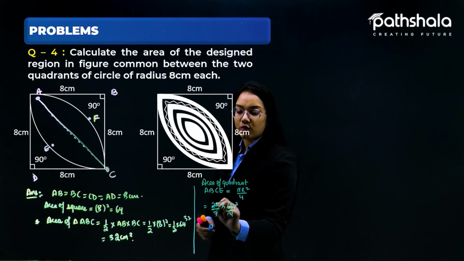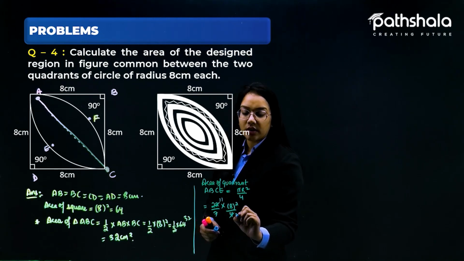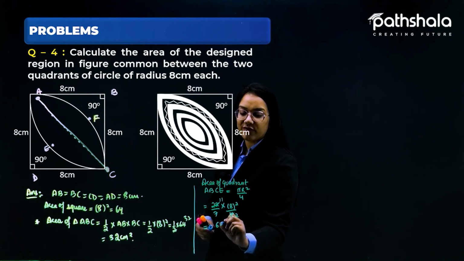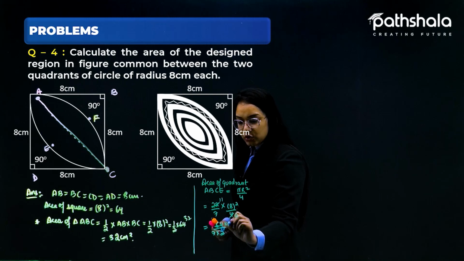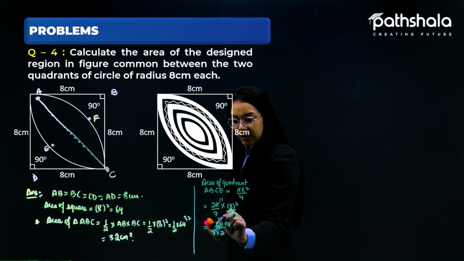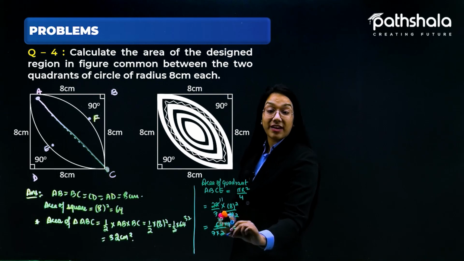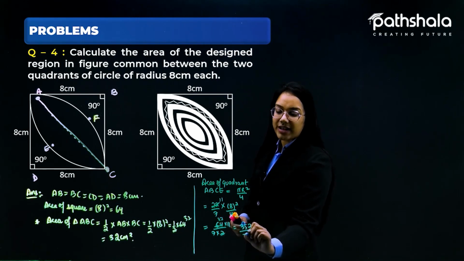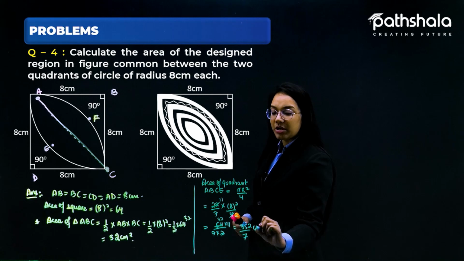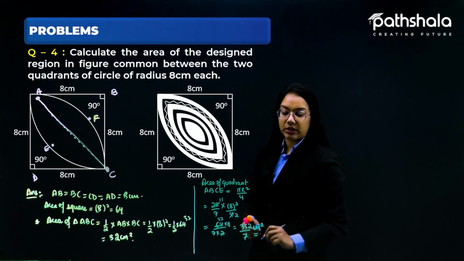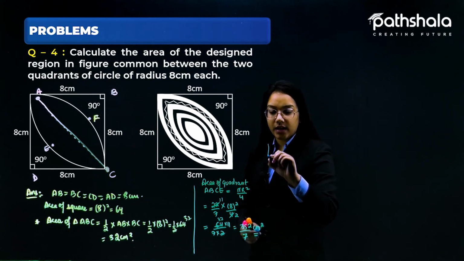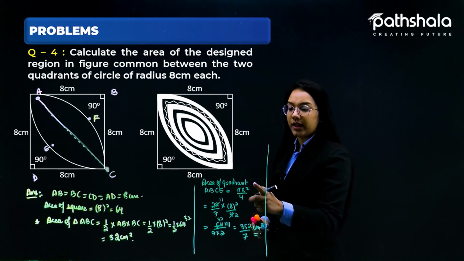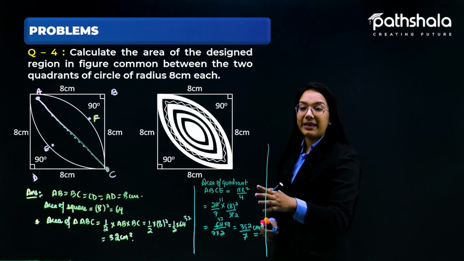So hence at the end we are getting 2 and 1 and 1. 2 into 2 is nothing but 4. So further we have 64 divided by 7 into 2. So this is nothing but 2. We have 64, we have 11. So this would be 2 into 3 and 2. So we have 32 into 11 divided by 7. This would be 352 divided by 7 centimeter square. Now this is nothing but the area of the quadrant, which is ABCE.